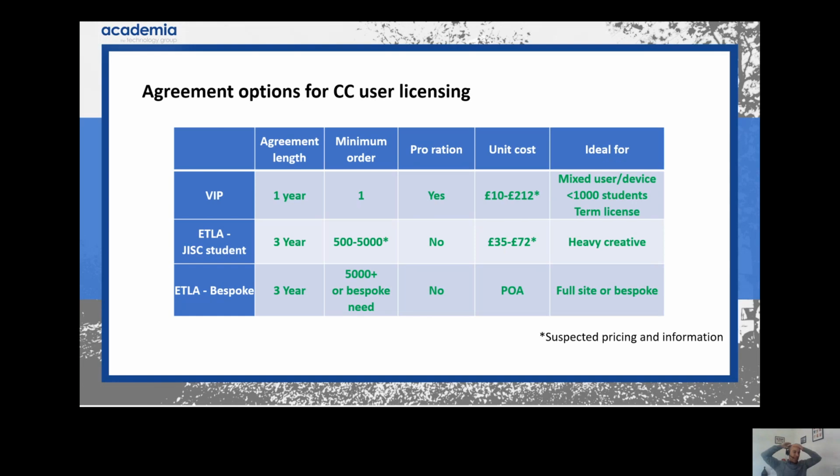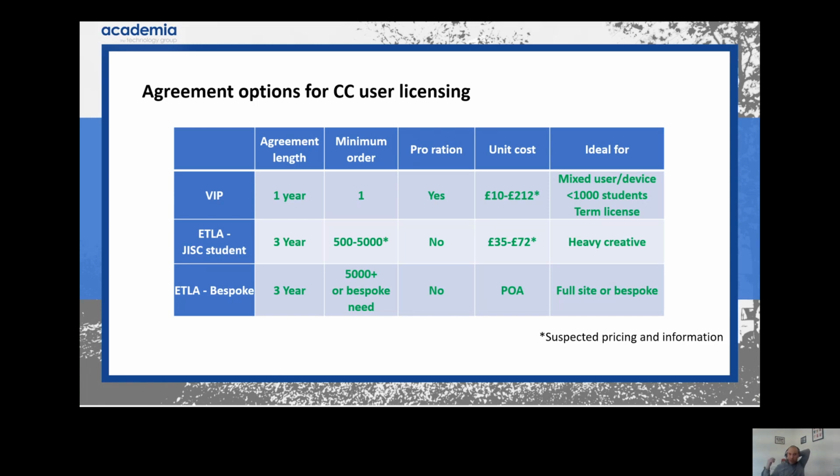An interesting slide here. So we've talked about user versus device, and then you have agreement options: what's called a VIP agreement, an ETLA, which is the enterprise agreements through JISC, and then bespoke ETLAs. And just for the purposes of this slide, we're very much talking around user-based licensing, although the same agreements are in place for device models as well.